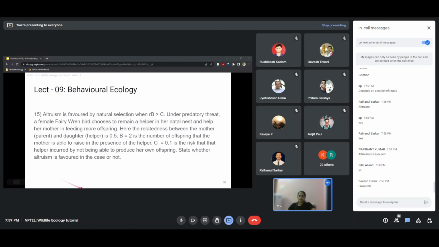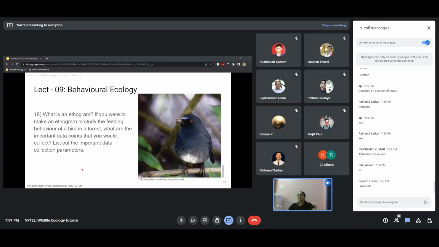All right. So now I think this is the last question. Okay. So this is a fun one, but we have almost run out of time. So can anyone quickly tell me what is an ethogram?